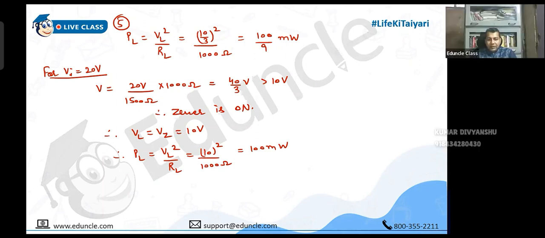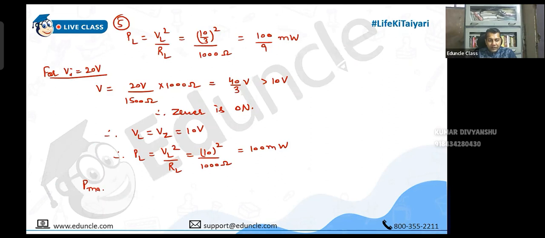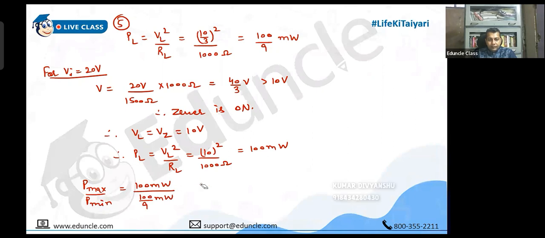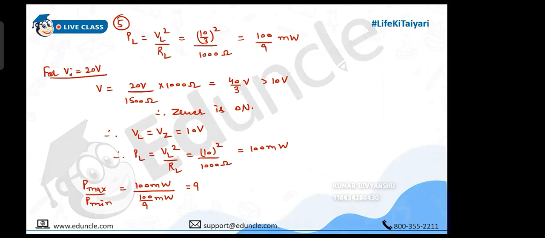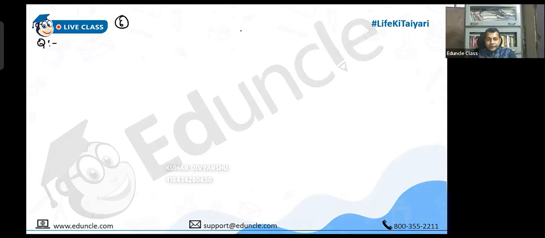So this is the max power and the upper one was the minimum one. So we have to get the ratio of maximum to minimum, so P max to P minimum. Please check everyone, those who don't know. So try to solve this one now.